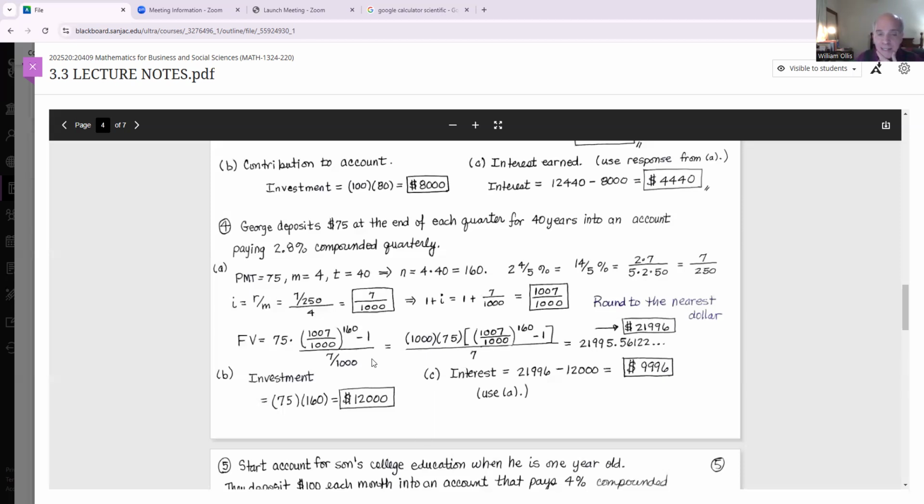So now what we can see is the future value, if you can afford to do it, is certainly a good way to make money. But obviously, the higher the interest rate, the more money you can make.